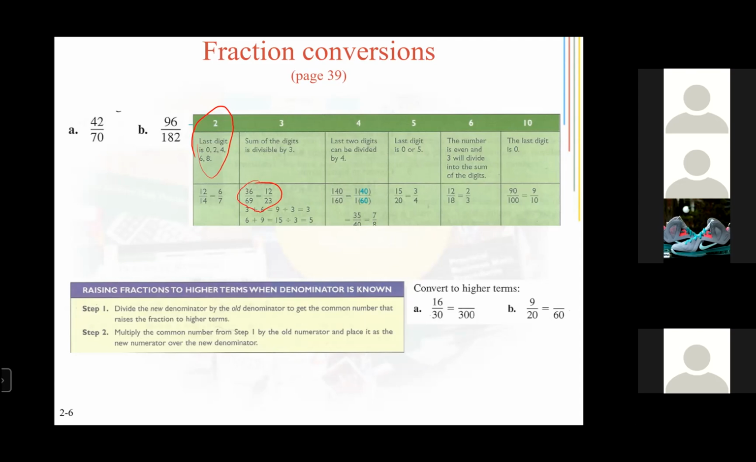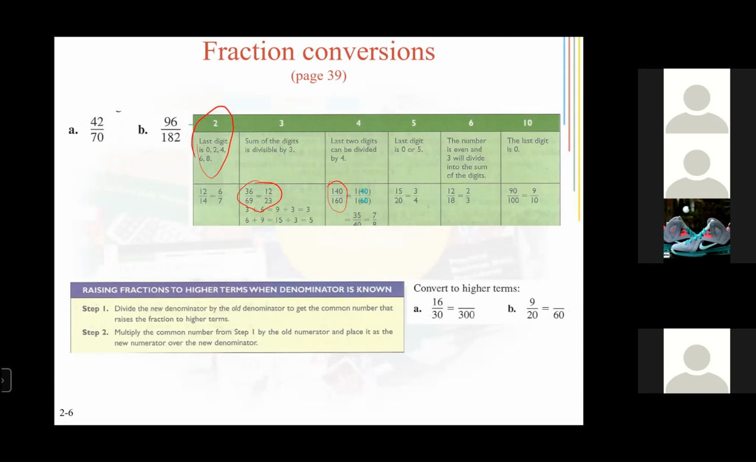In the next one, 4, it says the last 2 digits can be divided by 4. So in the example they give there, 140 over 160, the last 2 digits of the top number are 40.